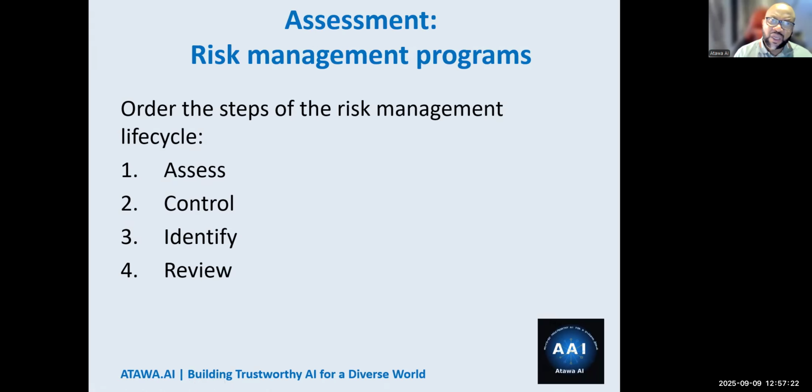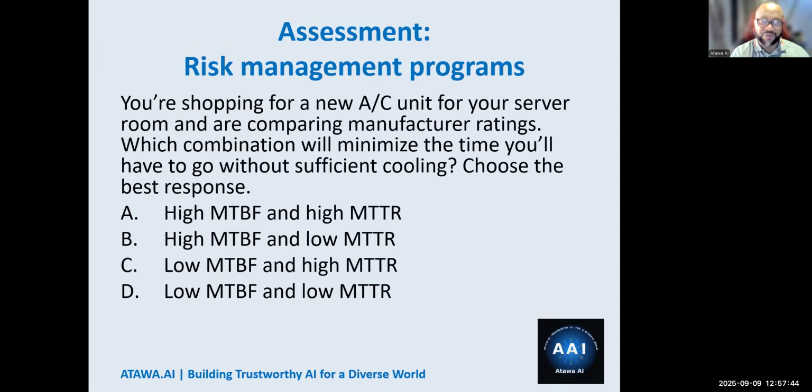So these are the steps in the risk management lifecycle. This question asks you to order them. This will be like an exam question. Obviously, number one is you have to identify your risk, and then you assess your risk. Then you control it, and of course, continuous review and monitoring, right?